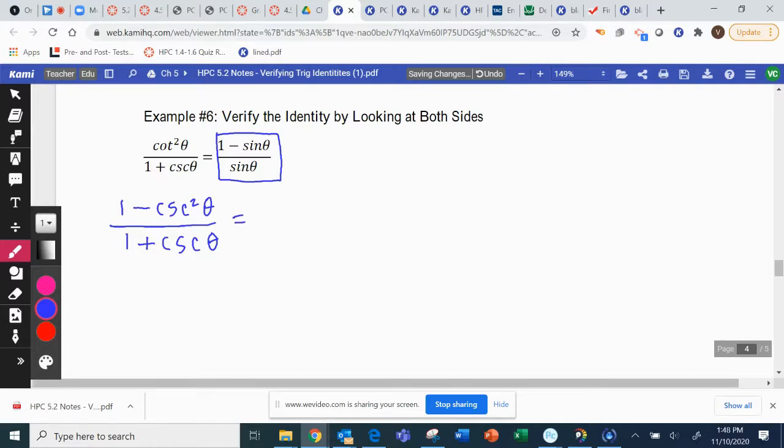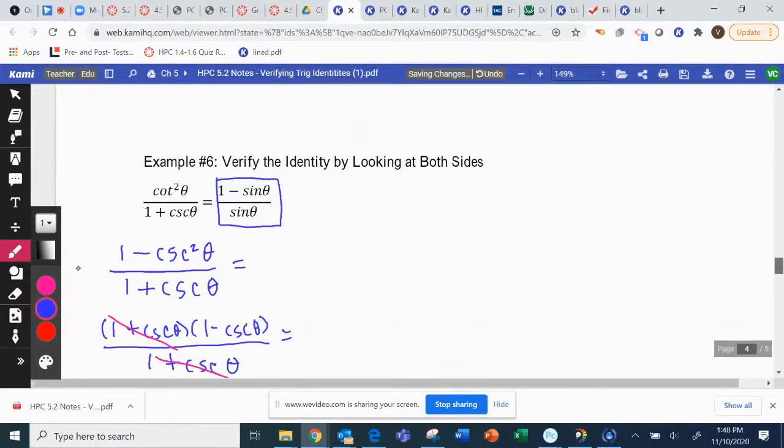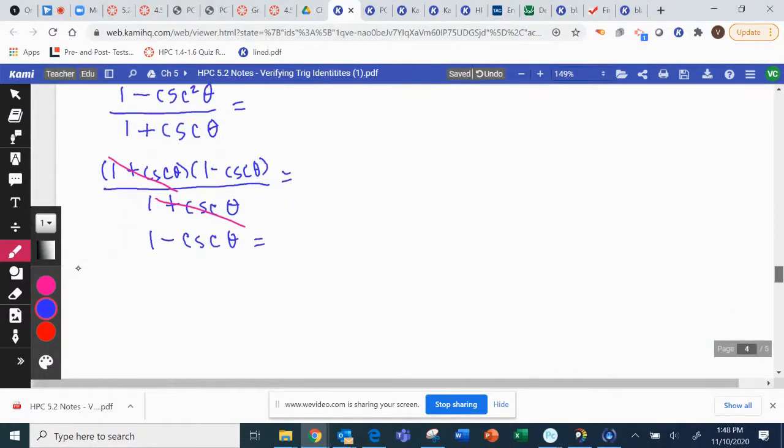Okay, I'm going to go over the next step. The next step would be to factor this numerator. That is a difference of squares, and the bottom is just one of those. So difference of squares makes conjugates, 1 plus cosecant theta and 1 minus cosecant theta. And because I factored them, you can cancel factors. So now I've got 1 minus cosecant theta. But that's not what I'm trying to get. That's not 1 minus sine theta over sine theta.